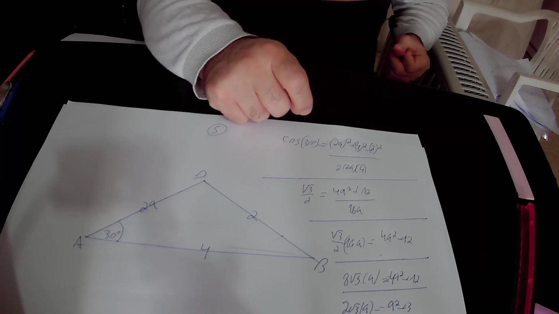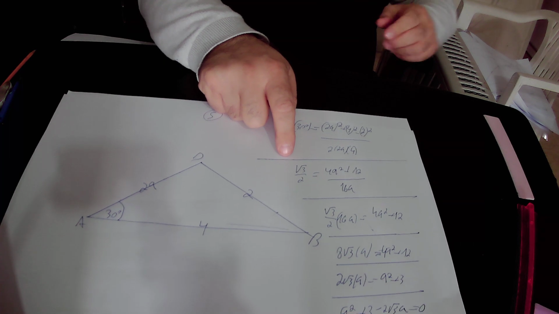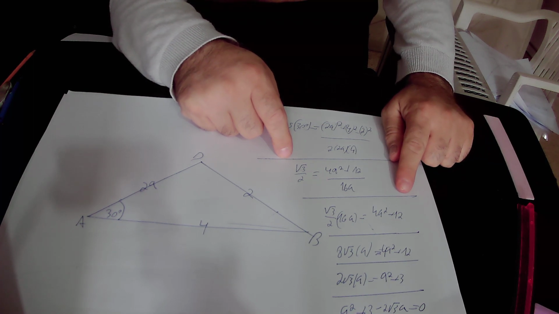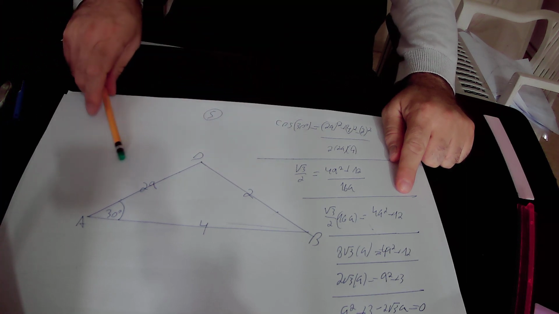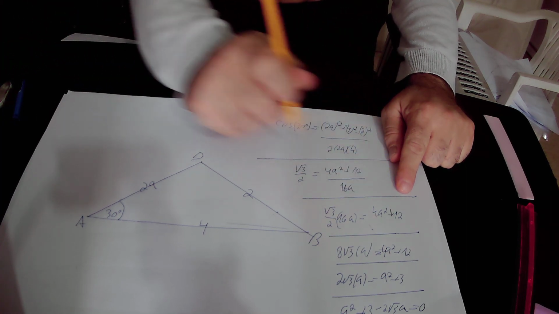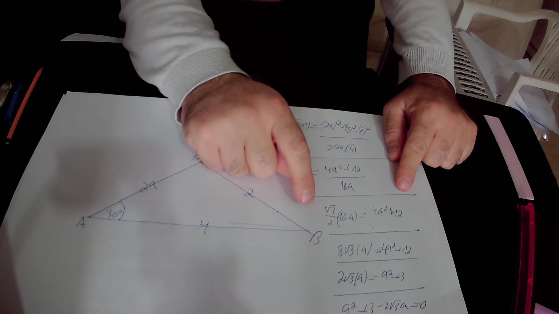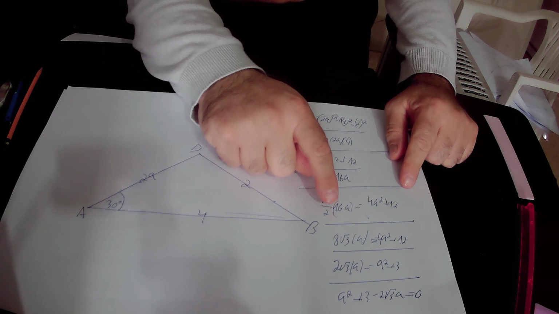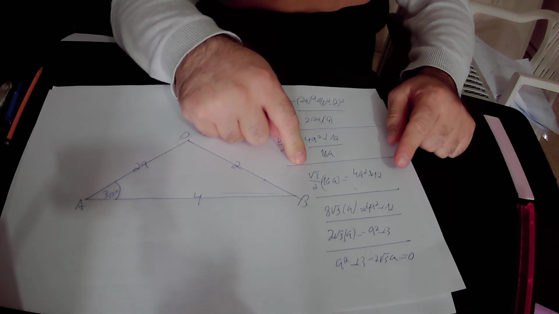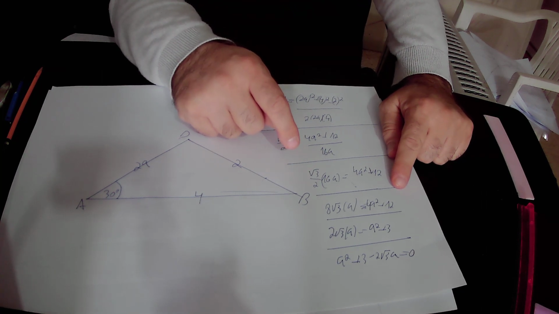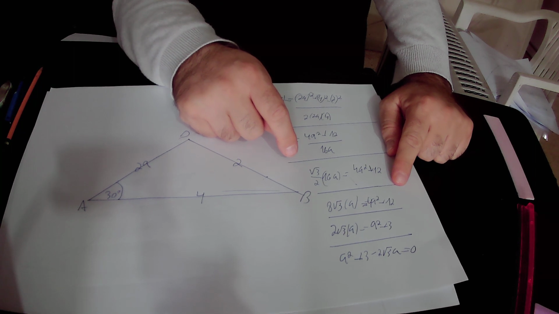So here we multiply this equation by 16A, and we got that square root of 3 over 2 times 16A equals 4A squared plus 12. Here 16 over 2 is 8. So on this side of the equation we have 8 times square root of 3 times A equals 4A squared plus 12. We divided this equation by 4, and we got that 8 over 4 is 2.